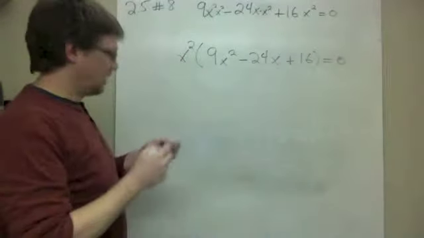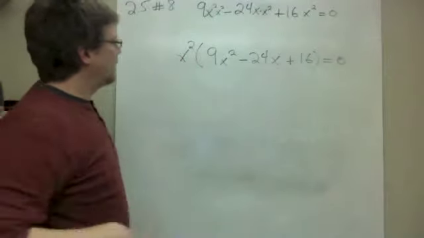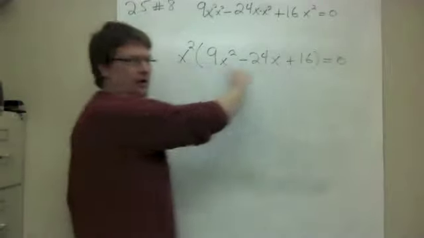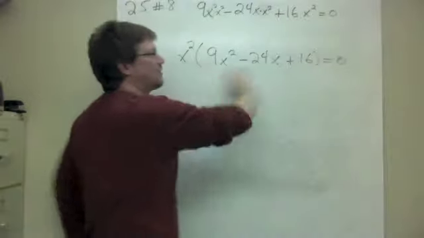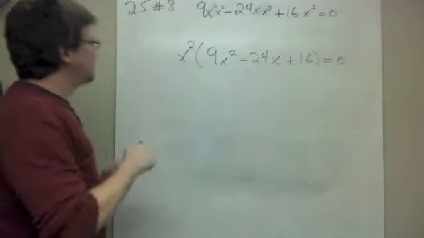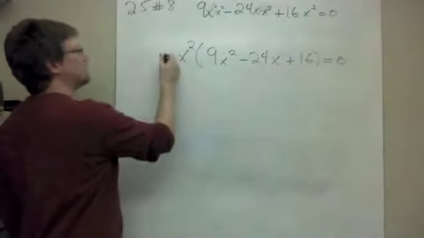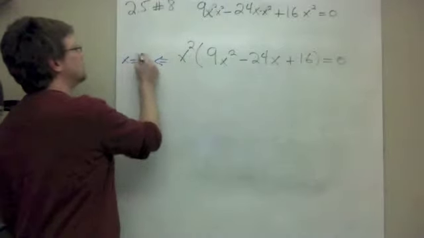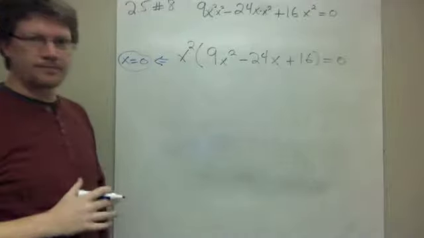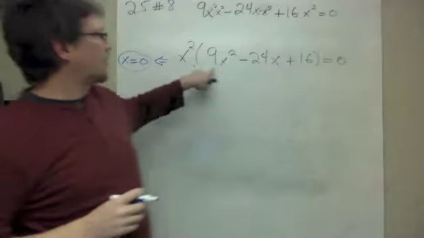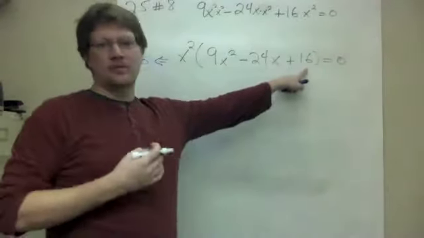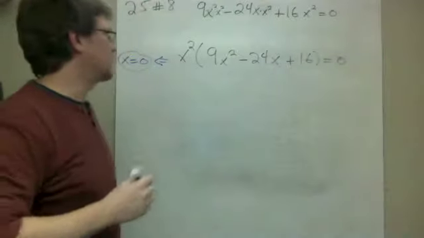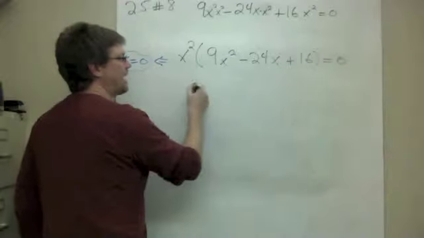Okay? Now, clearly if x is equal to 0, this whole thing is equal to 0, because 0 times anything is 0. So this gives us that x equals 0 is a solution. Okay? Now, this remaining quadratic could also be 0, because 0 times anything is 0. So let's look at that quadratic.